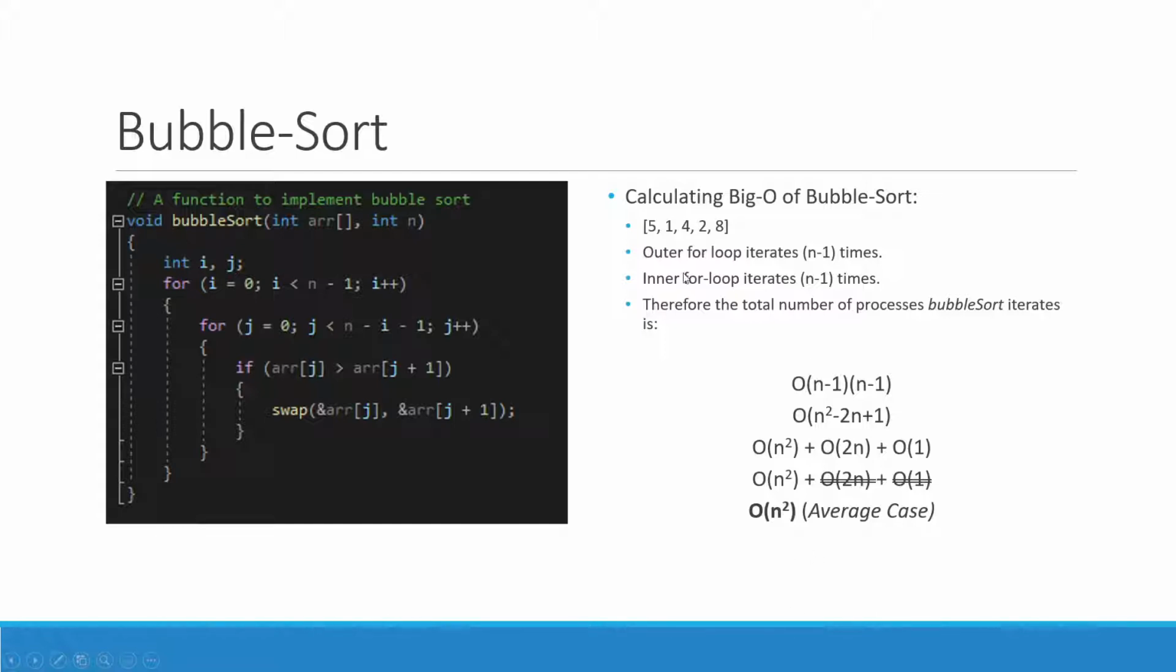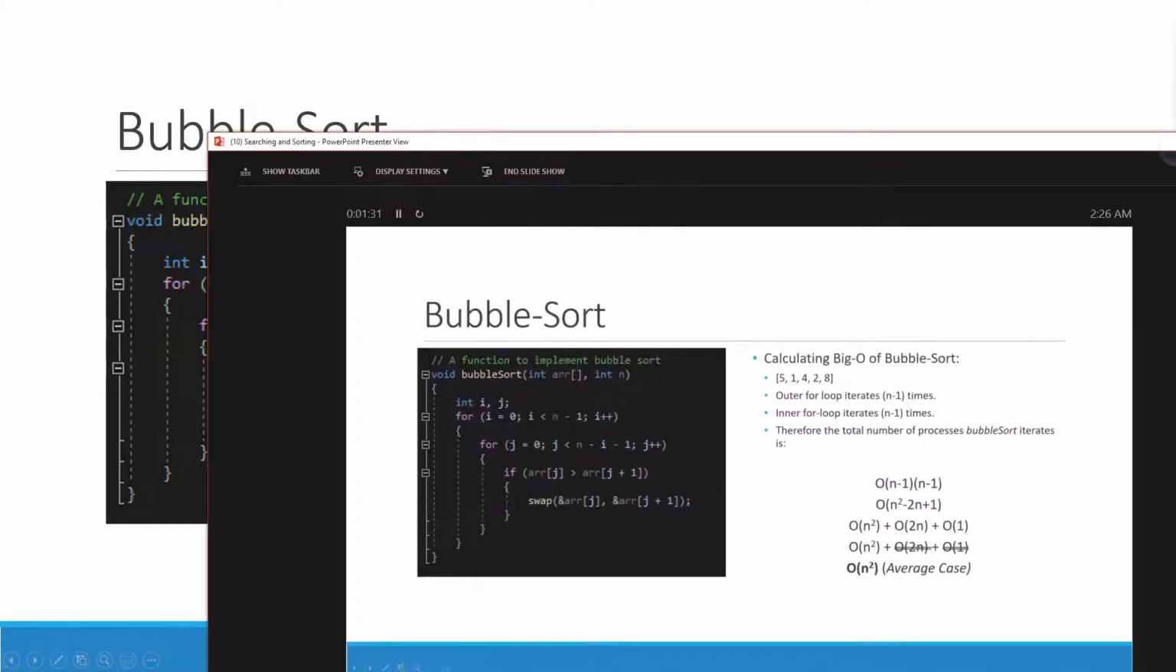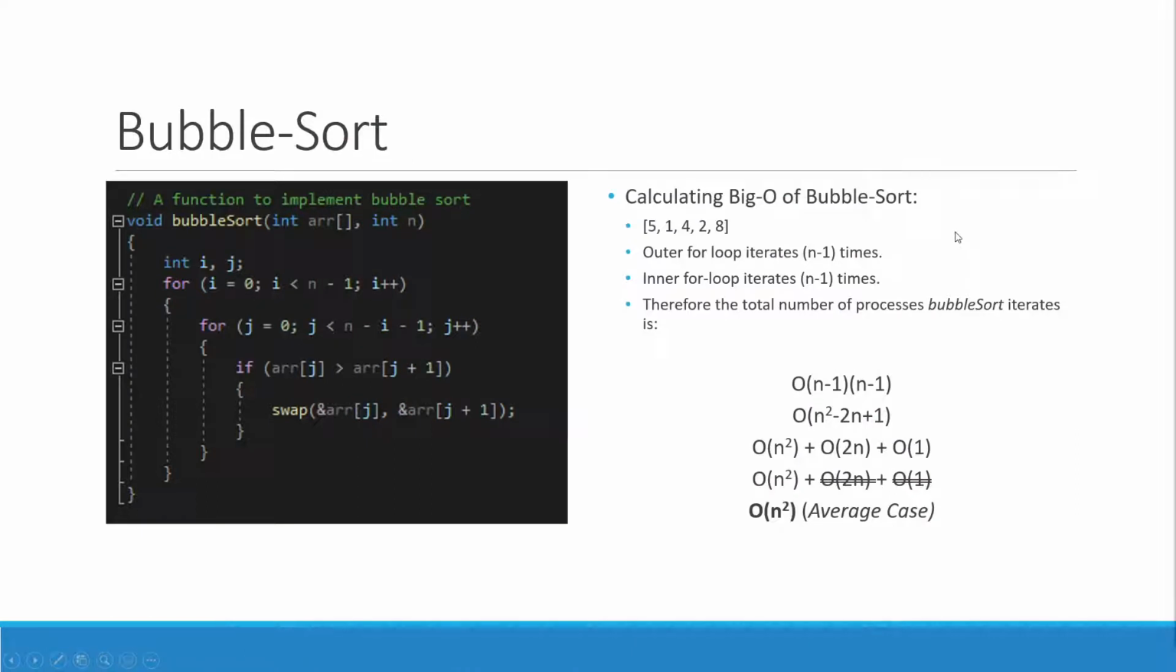And I feel like this is important to mention too. This is the average case. Well, eventually, if you learn more about big O notation, we're going to start talking about worst case, average case, and best case. But generally speaking, we will be talking about the average case, okay?